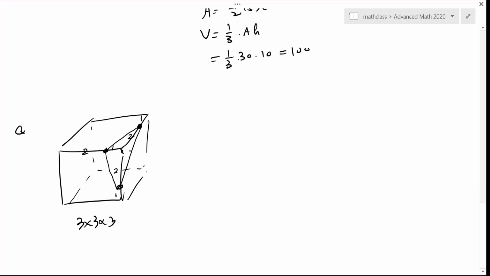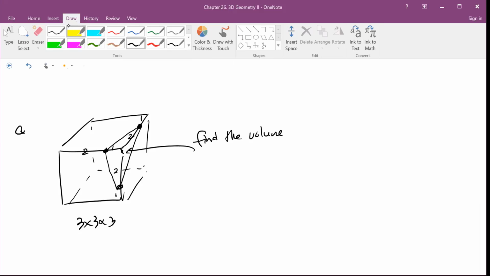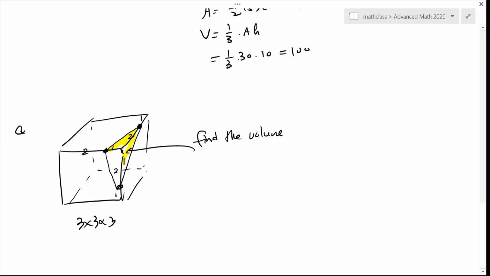Okay, so I want to find the volume of this corner. I cut through the corner, and I want to find this volume. Okay, find the volume of this.